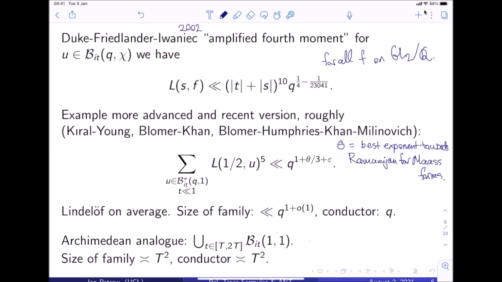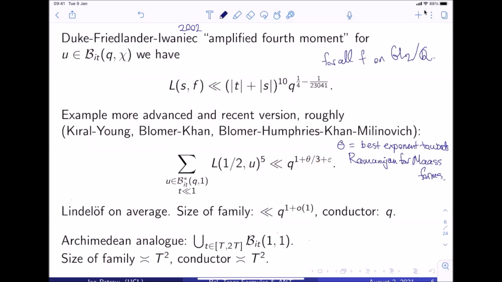Okay, so Corbett and Young did holomorphic forms and got this without the divided by 3 here, and Blomer and Khan did Maass forms, and those two papers appeared, I think, within a day of each other on arXiv. And then this most recent paper got theta over 3 instead of theta. At least if I assume the Ramanujan conjecture, or equivalently, if I ignore this factor here, these are all Lindelöf on average upper bounds.